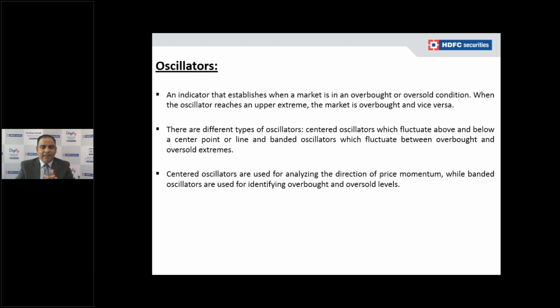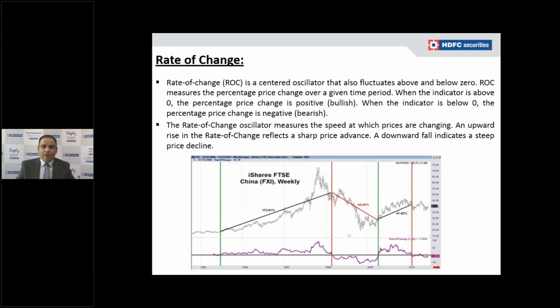Friends, oscillators are established in the market as overbought and oversold levels. An oscillator reaches the upper extremes. These oscillators are created from the open, high, low, close of the price. This is just derived from the price. Rate of change, what you can see, the overbought level, we can see some oscillators move from 0 to 100. 0 or 10 is a lower level, 100 is an upper level.